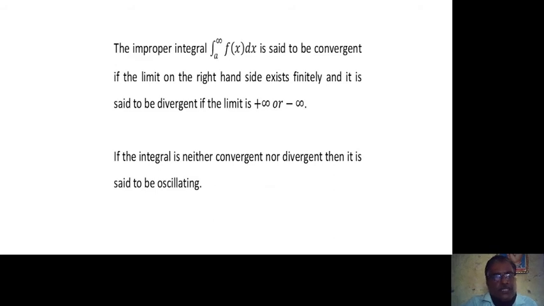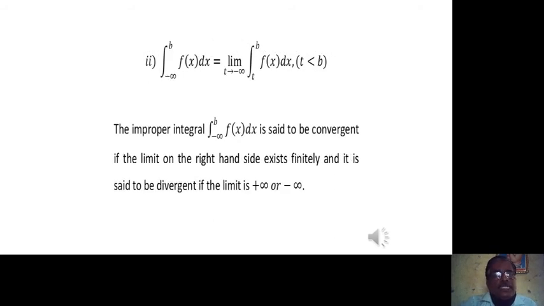Next, in the second case, the integral from minus infinity to b f of x dx can be taken as the limit as t tends to minus infinity of integration from t to b f of x dx, where t is less than b. Now the improper integral from minus infinity to b f of x dx is said to be convergent if the limit on the right hand side exists finitely, and it is said to be divergent if the limit is plus infinity or minus infinity.